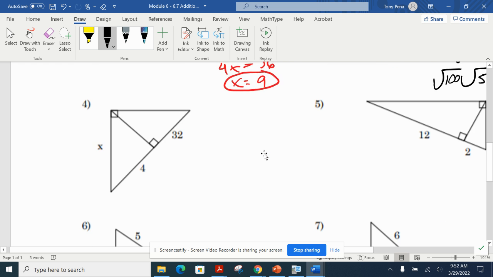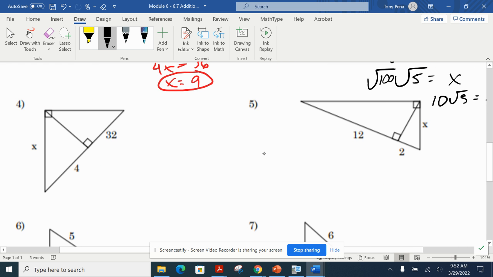All right, when we go to this number 4 now, let's write out that general formula again. So the extreme over the mean equals the mean over that extreme.